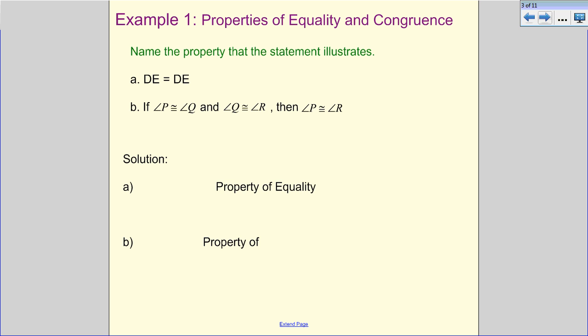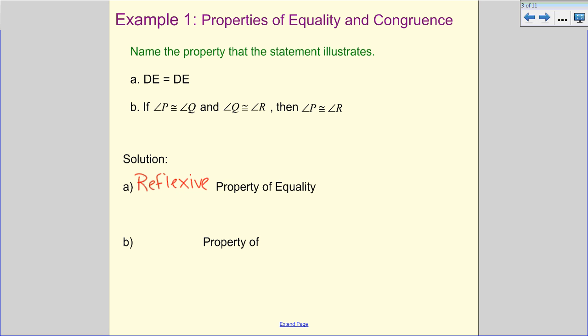All right, so now we're going to take a look at using these properties of equality. And actually not using them, just recognizing them. So we have DE is equal to DE. It's the same on both sides. When I look in a mirror, when I see my reflection, it's the same. So for this first one, this is the reflexive property of equality because we have the equal sign.